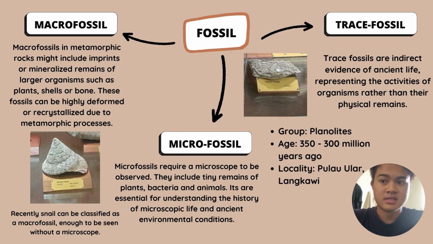Macrofossils in metamorphic rock might include imprints or mineralized remains of larger organisms such as plants, shells, or bones. These fossils can be highly deformed or recrystallized due to metamorphic processes. As you can see, this snail can be classified as a macrofossil, large enough to be seen without a microscope.